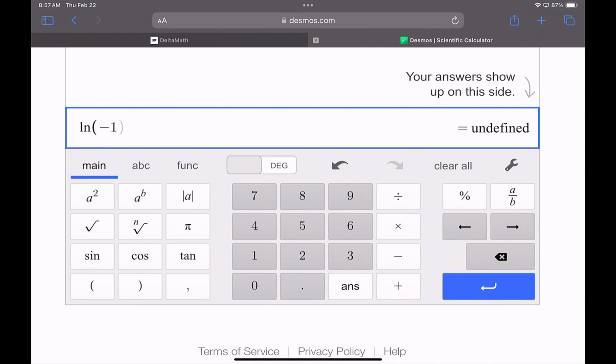Why can logs only be positive? Because it's a power. It's asking you this question: natural logs are e to what power makes that number in there? There's no power that can make a number negative. I can make the number bigger. I can make the number smaller. I just can't make it negative or 0.